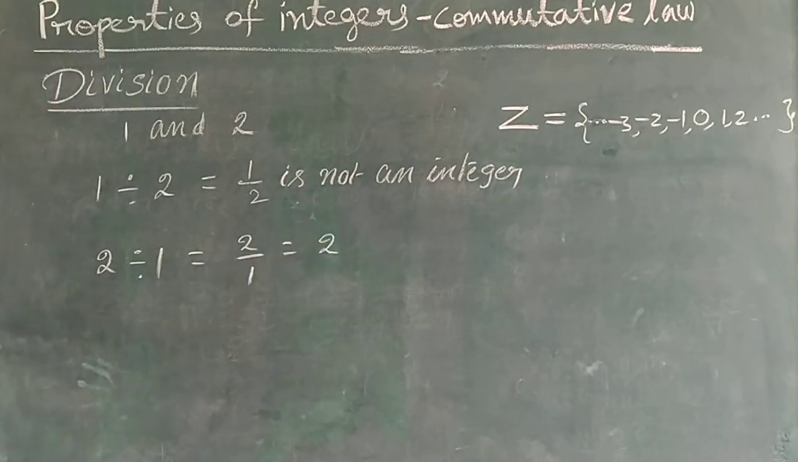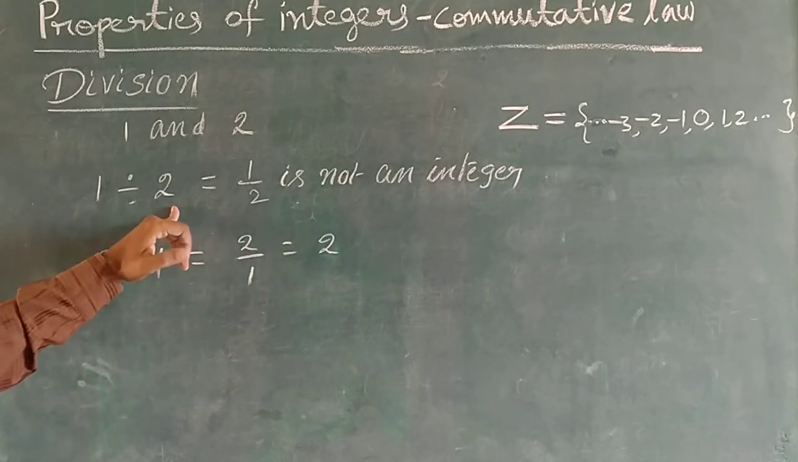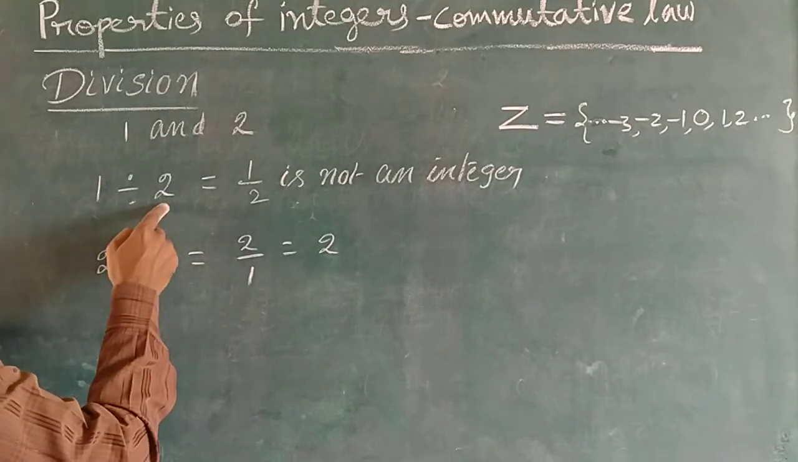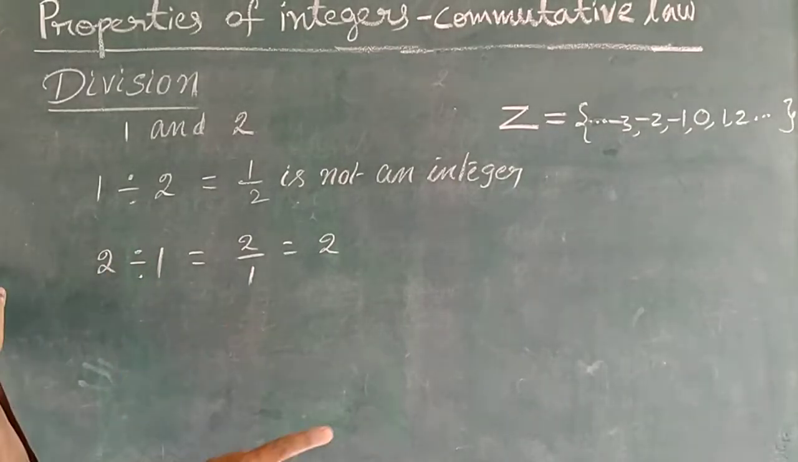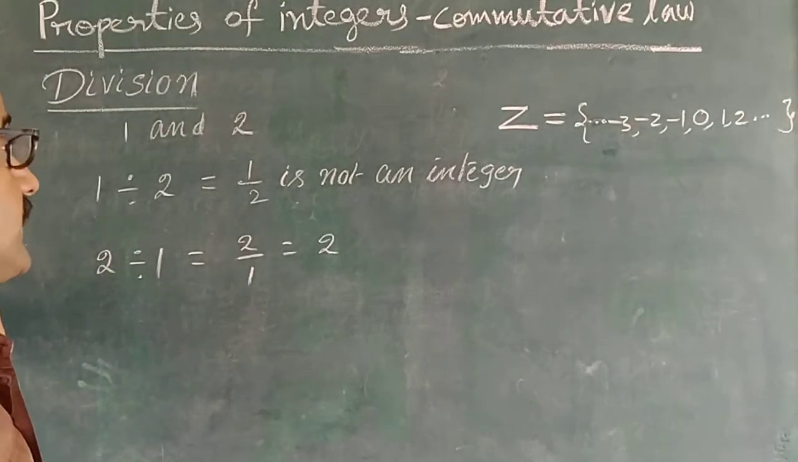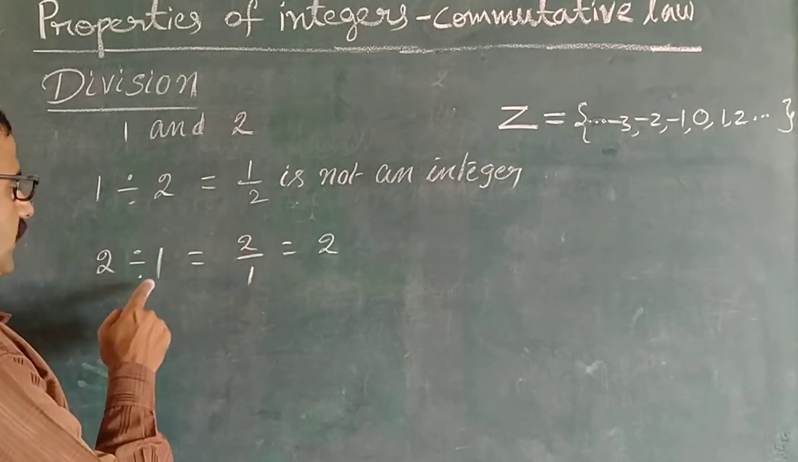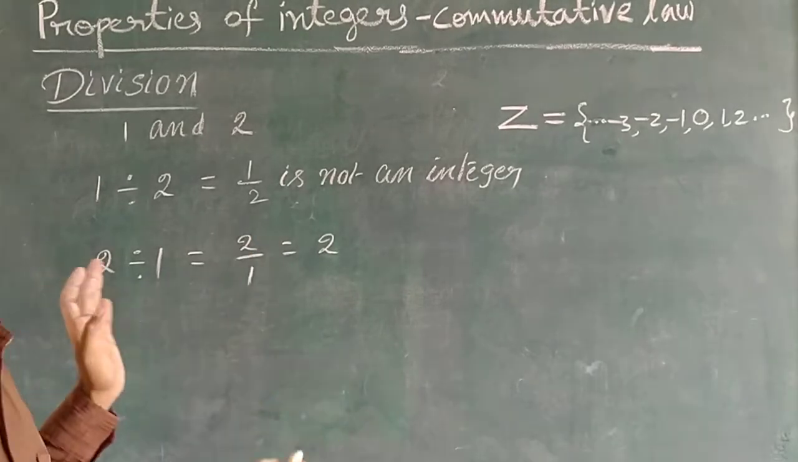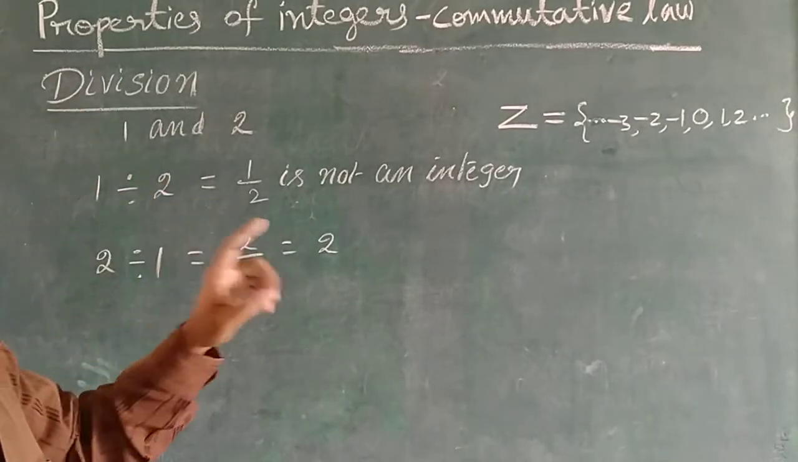So what happens here? From commutative law, if A is 1 and B is 2, A divided by B should equal B divided by A. Then only commutative law is satisfied, otherwise not. So here 1 divided by 2 is 1 by 2, 2 divided by 1 is 2, so both are unequal. So commutative law is not satisfied with respect to division.